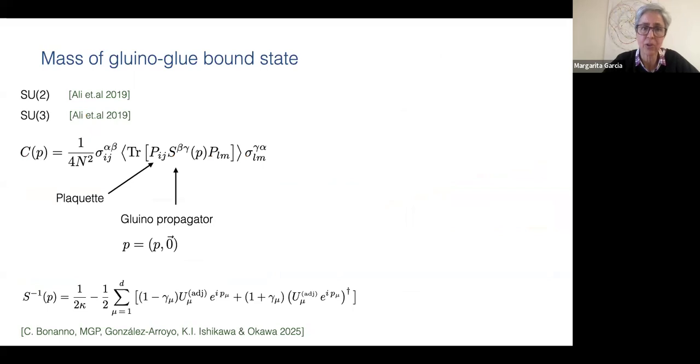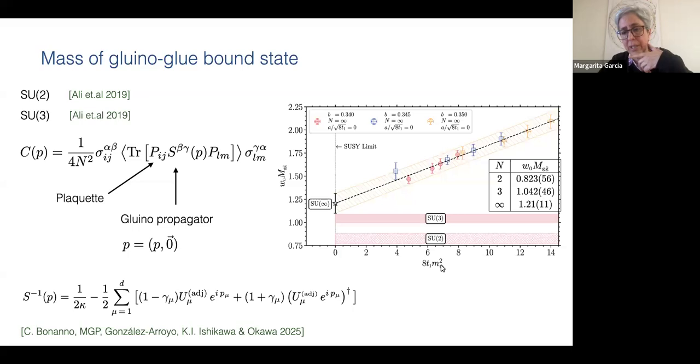In SUSY Yang-Mills, we have also computed the mass gap, the mass of the gluino-glue bound state, which can be done on the reduced lattice. We have followed basically the same strategy that has been followed for SU(2) and SU(3) by these people in this paper. The pion is constructed out of the gluino and the quenched gluino. One can construct what is called an adjoint pion, and supersymmetry is restored in the limit in which the mass of this adjoint pion goes to 0. So this is the supersymmetric limit.